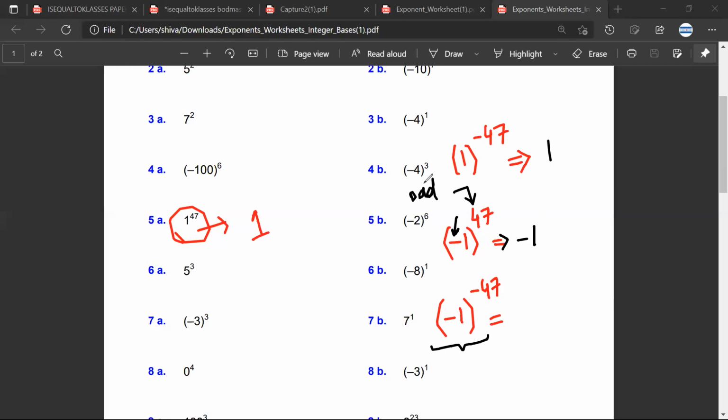Positive. How can it be positive? Because it's minus and minus. Arey sir, the exponent is odd. Any doubt? No, sir.